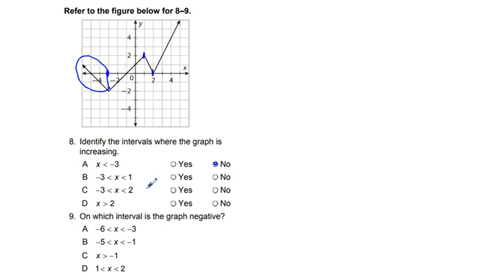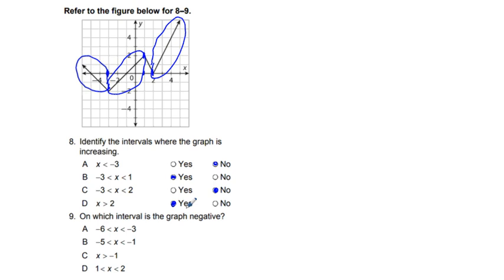Decreasing, not increasing. Between -3 and 1, are we increasing over all this interval? Yes, we are. What about -3 to 2? Well, for -3 to 2, we're going down this last piece from 1 to 2. So over that whole interval, we are not increasing. Therefore, the answer is no. And for x greater than 2, are we increasing all this interval? Yes, we are.